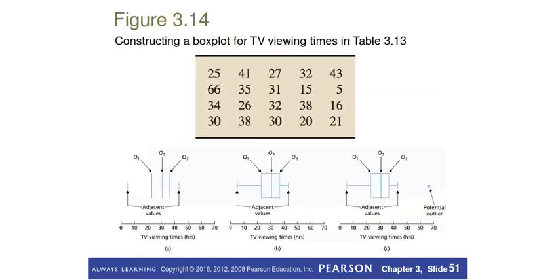Well, I'm going to show you this here. Basically, the way it works is this. For viewing our TV times, let's say that we went through and found our box plot for TV viewing times. That's table 1.3 in your textbook, by the way. We ordered our data from smallest to largest. We found that the smallest was 5, right, here's 5 right there. And that our largest piece of data was 66. Wow, look at that, 66 minutes, right? That's a potential outlier, by the way. How do we know? We'll do that in a minute.